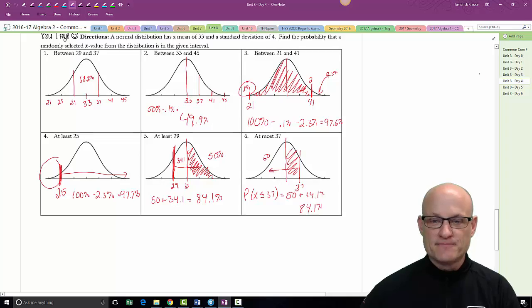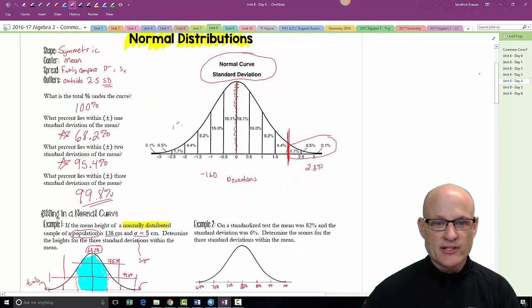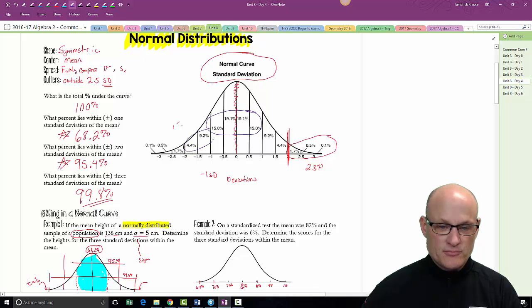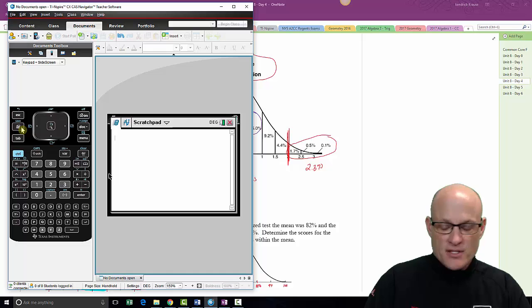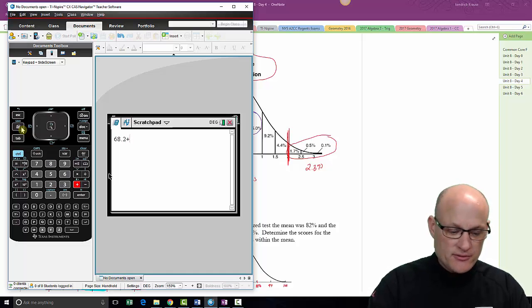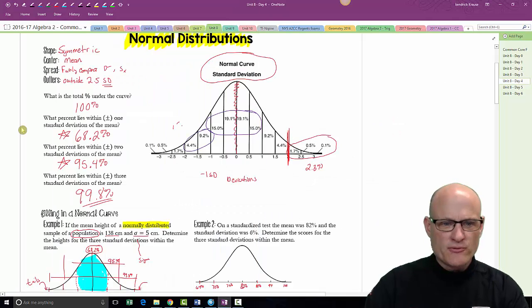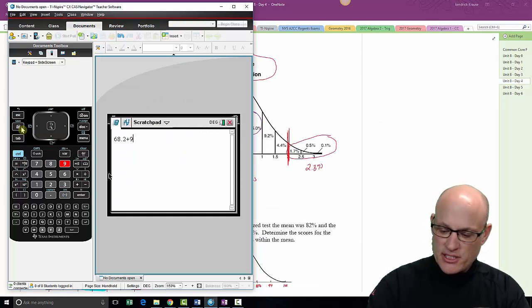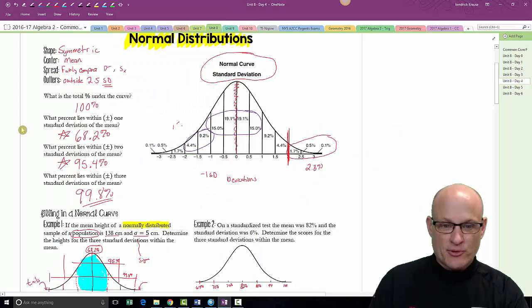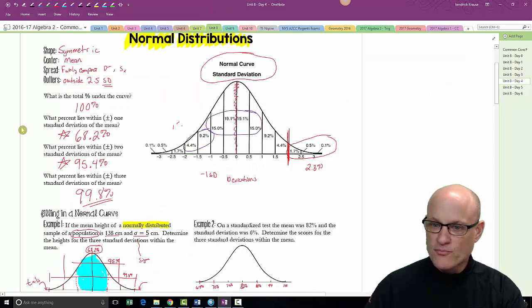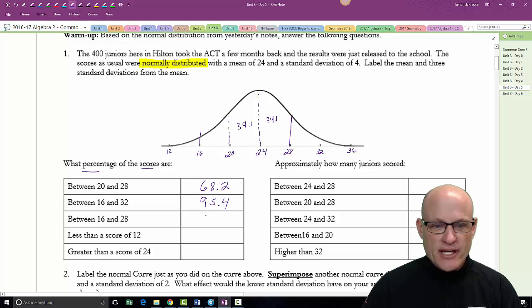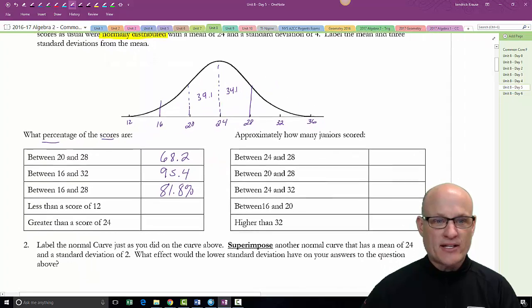Let me go back to yesterday. And let's see. So I got all these, but I need these two, which is another 9.2 and 4.4. So I better grab my calculator. So 68.2 plus, I forgot what it was, 9.2 and 4.4? 9.2 plus 4.4. Enter. 81.8%. So let's go back to here. 81.8%.